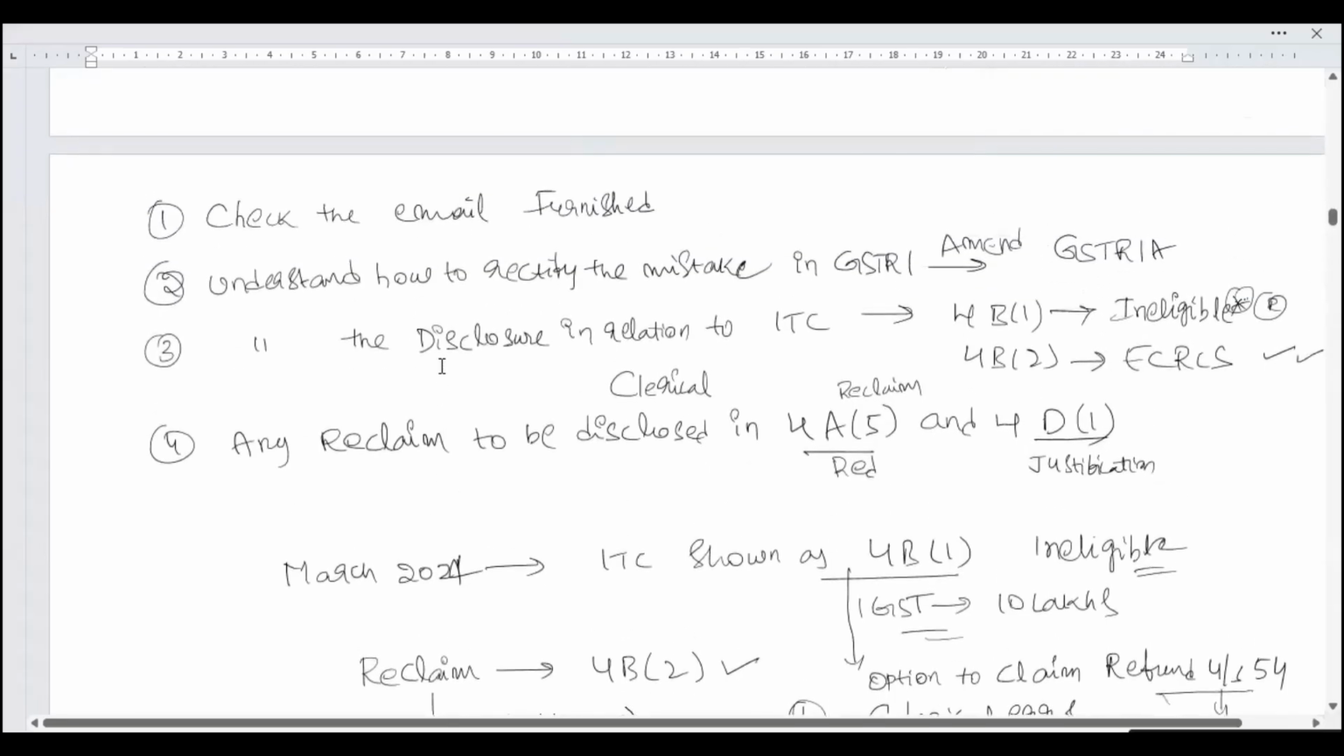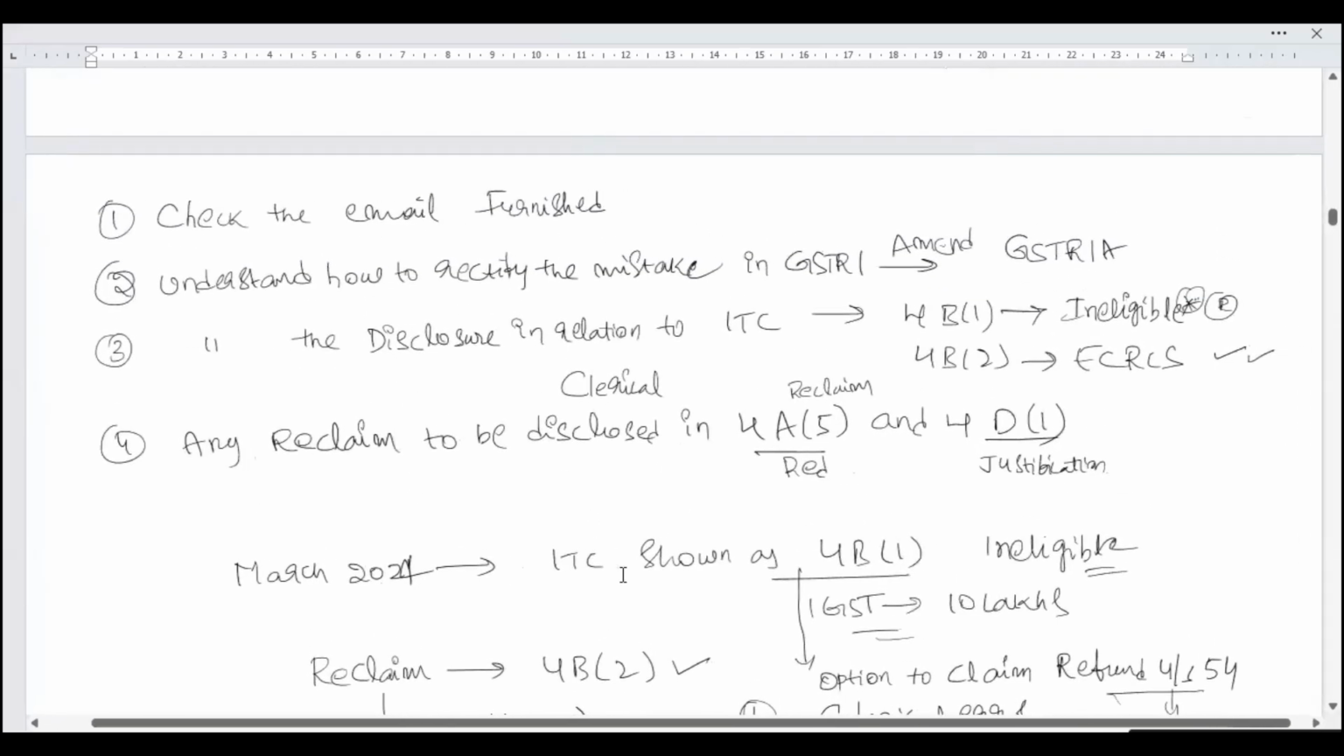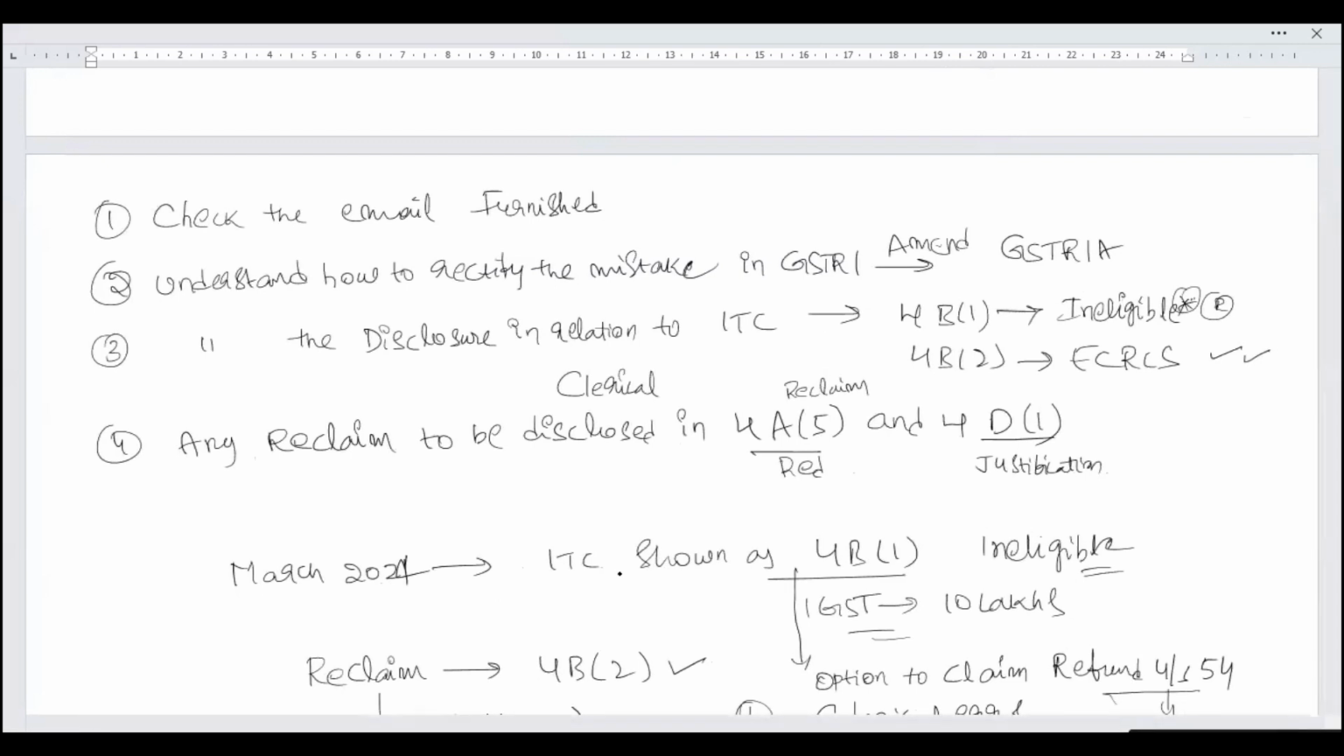So the learning here is, putting any entry into ineligible is easy, but getting it back later is not that easy. So whenever we have a doubt, we need to park that credit in 4B2. Later, whenever you want to claim, put into 4A5, make a disclosure in 4D1. This is what law is expecting. Any doubts?